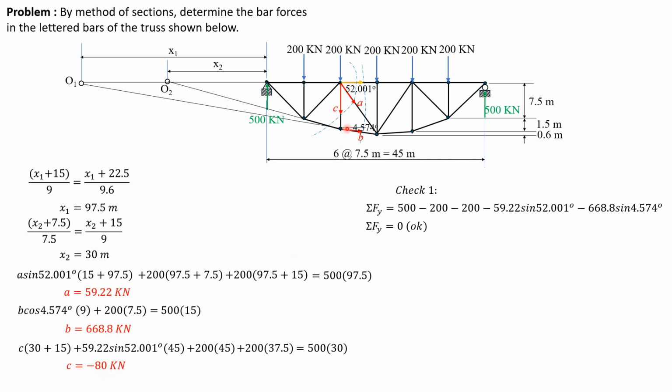Then we check these answers by summing up forces Y for this section here. 500 minus 200 minus 200 minus the Y component of A, which is 59.22 sine of 52.001 degrees, minus the Y component of B, 668.8 sine of 4.574 degrees. Summation of forces Y is 0, so that means these answers are correct. So that's it for this.